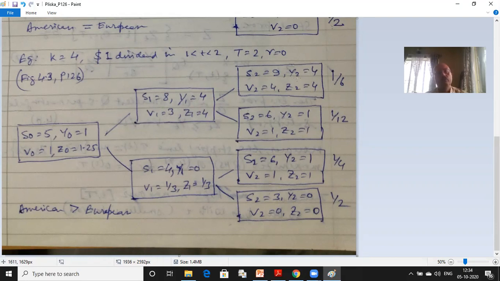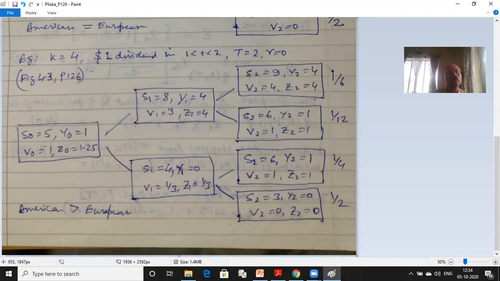So it is 4 for Y, for V, and for Z, of course. Similarly, in these nodes also, because it's the terminal time point, I have the same payoffs from the European and the American, because they are behaving in a similar way now. The changes can happen at time 1.